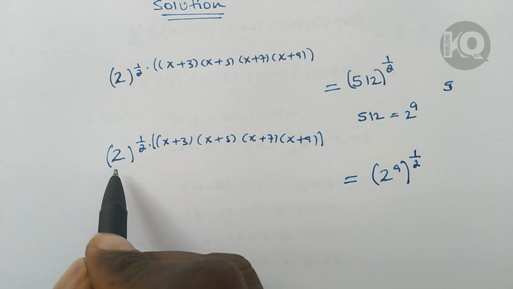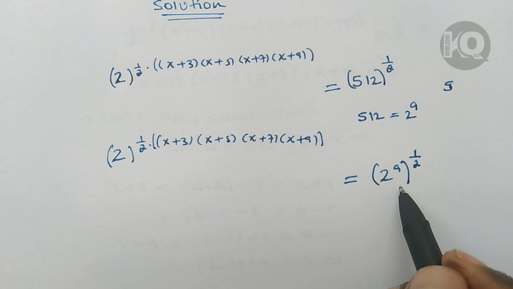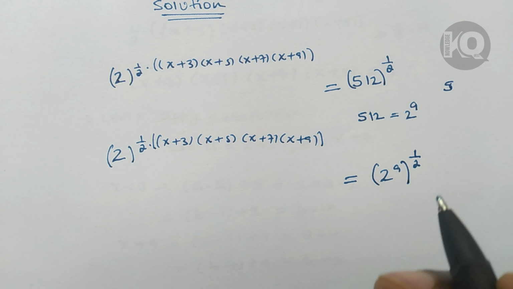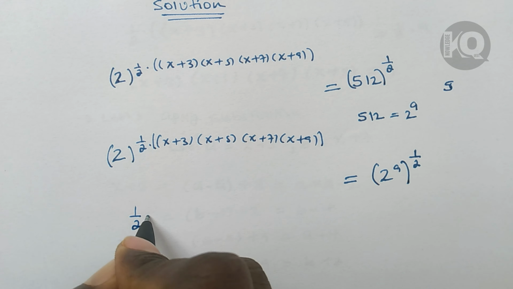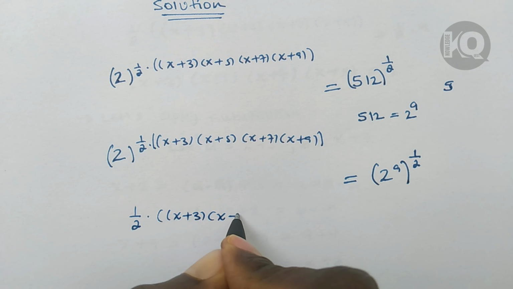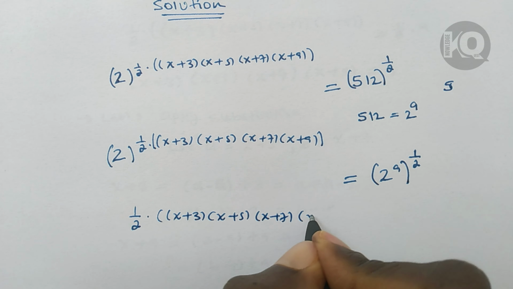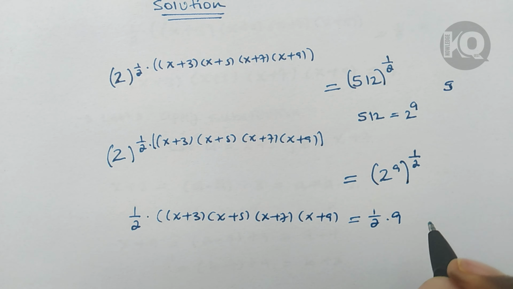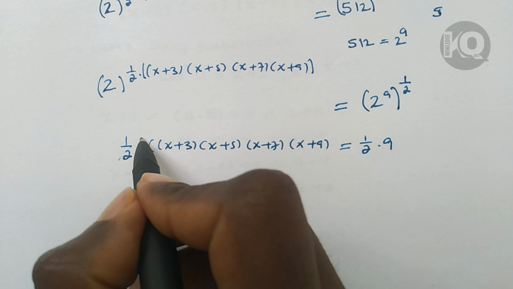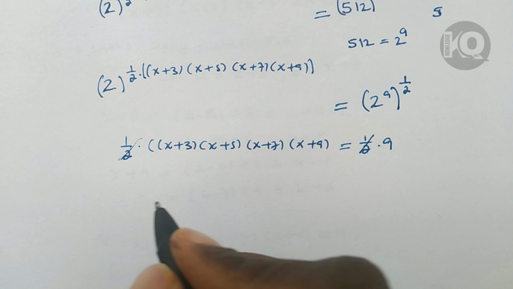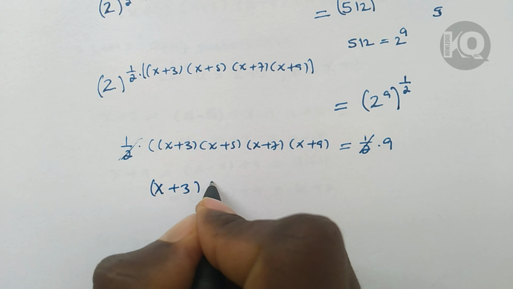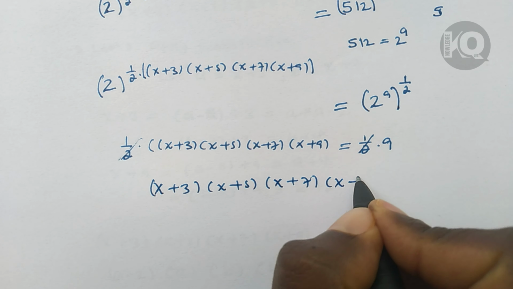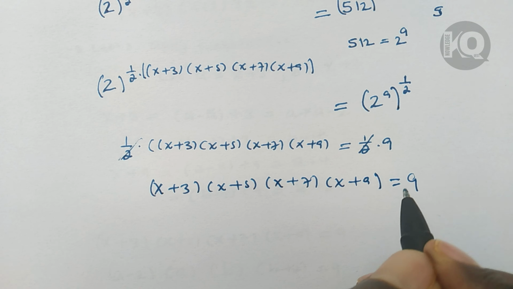Now we have made the base the same, which is 2. Then simply we can set the exponents as equal. So the exponent will be 1 over 2 times x plus 3, x plus 5 times x plus 7 times x plus 9 is equal to 1 over 2 times 9. So in the next step, 1 over 2 is cancelled by 1 over 2. Then the rest of the equation will be the factoring equation, which is x plus 3 times x plus 5 times x plus 7 times x plus 9, which is equal to 9.